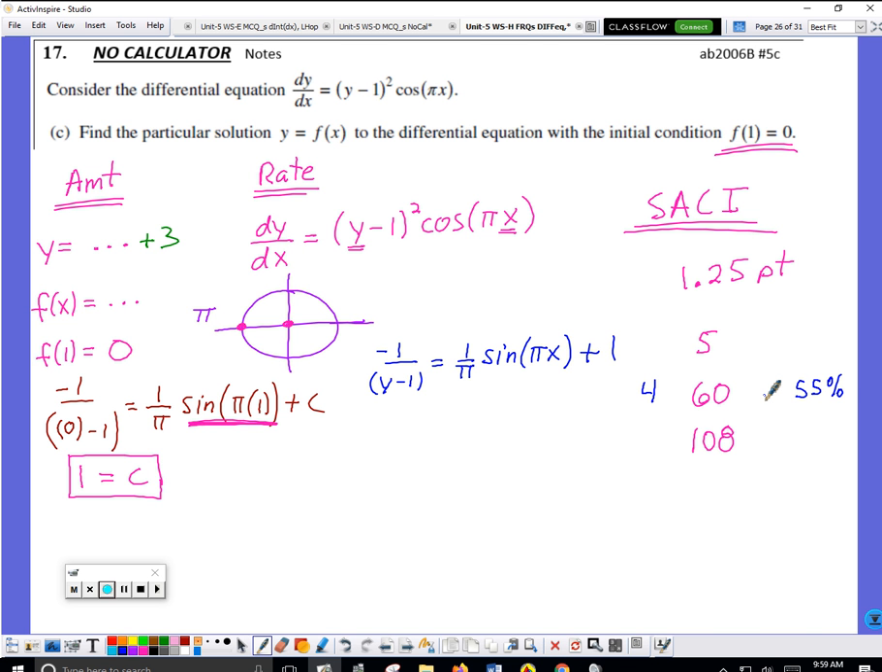Okay, we've done the separate, we've done the anti-differentiate, we've done the constantate. All the words must end in the word ate, apparently, hence the invention of the word constantate.